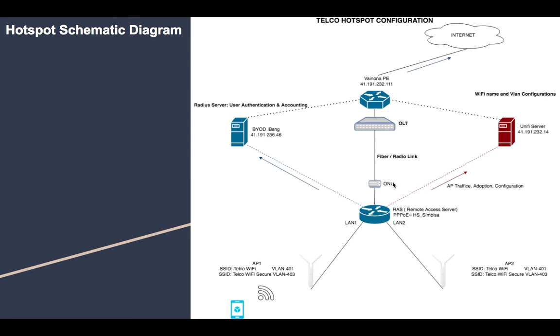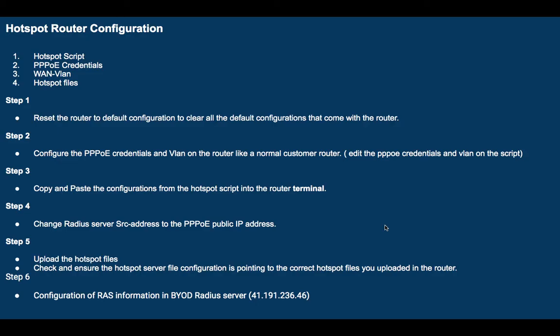What is really important for us right now is the configuration and the monitoring for the hotspot, right? These are the things that we're talking about here. The four main key things that we need to look at first are the hotspot script, second the PPOE credentials for internet connectivity, and the third thing is the one VLAN and the hotspot files. So before you start configuring your hotspot, first make sure that you have these four things and that you have them on your computer or anywhere else where you are able to make use of them.